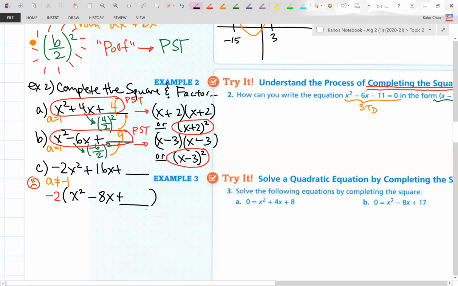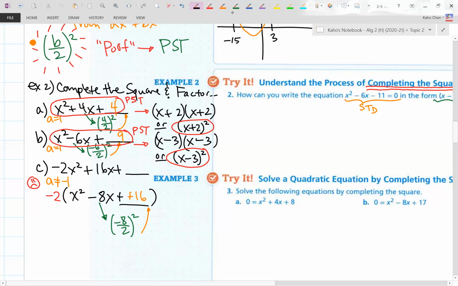We're just applying the distributive property backwards. When you're dividing, we're just going backwards of multiplication. And now that I've taken out a negative 2, I can now work on the inside quadratic. Yay. A is now 1 inside the parentheses. B is negative 8. Take half of that and square it. When you take half of negative 8, you get negative 4. Negative 4 squared is positive 16. Yay.